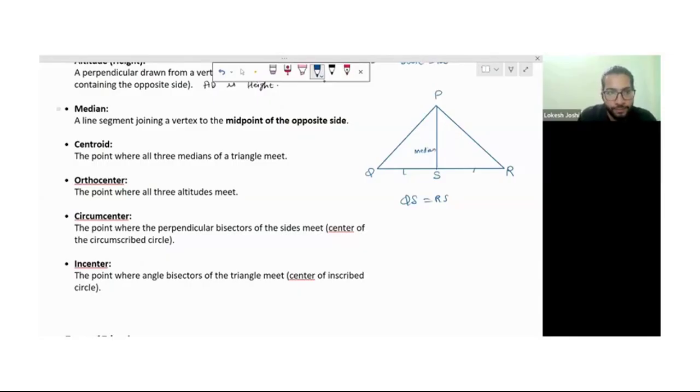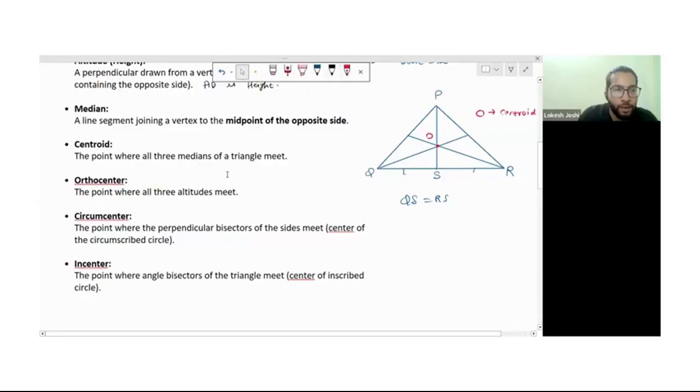Now the centroid: the point where all three medians of a triangle meet. So this is one of the medians which we have drawn from the vertex P. Suppose we also draw a median from vertex Q and it looks like that. And from R we also draw some median there. Okay, and they intersect at that point there, the red color one. Suppose this point is O. So we can say the point O is our centroid.